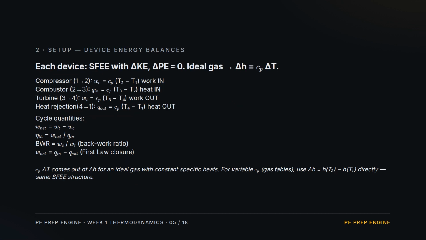Setup. Each device is a steady flow energy balance, kinetic and potential energy dropped. For an ideal gas, every enthalpy change is Cp times temperature change. So compressor work, combustor heat, turbine work, and heat rejection are each Cp times the relevant temperature difference. Net work is turbine minus compressor work. Efficiency is net work over heat in. Back work ratio is compressor over turbine work. The compressor eats 40 to 60% of the turbine's output. First law closure gives net work as heat in minus heat out.